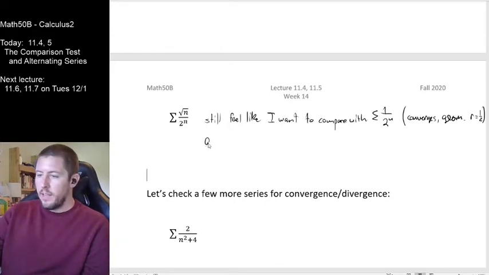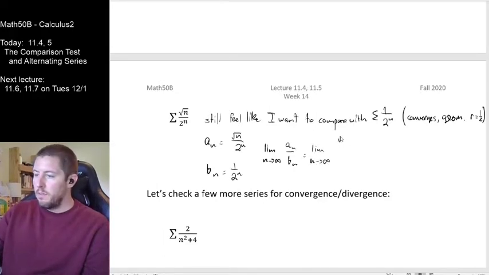And so let's go ahead and let a sub n be root n over 2 to the n. Let's let b sub n be just 1 over 2 to the n. And we can go ahead and investigate the limit as n goes to infinity of a sub n over b sub n, which is the limit as n goes to infinity of root n over 2 to the n, all divided by 1 over 2 to the n. If we clean up this fraction a little bit, the 2 to the n's cancel, and that just leaves us with this.